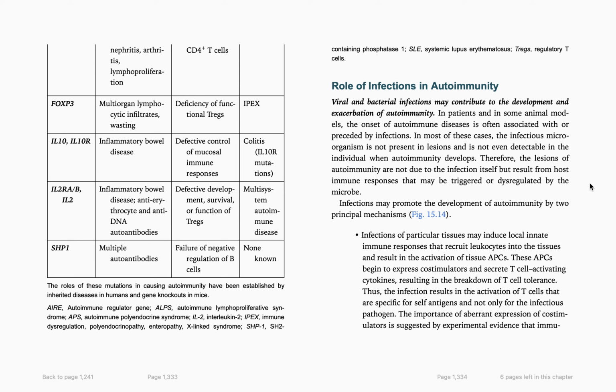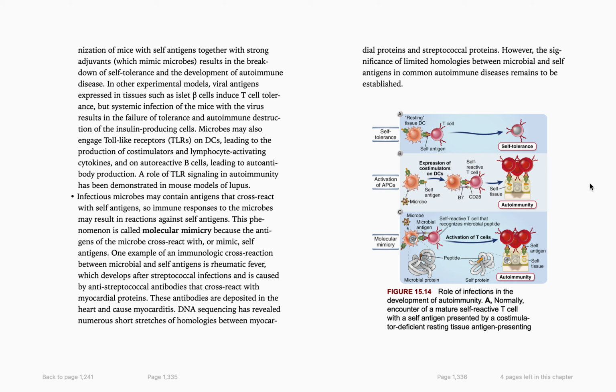And specific tolerance, thus the infection results in the activation of T cells that are specific for self-antigens and not only for the infectious pathogen. The importance of aberrant expression of costimulators is suggested by experimental evidence that immunization of mice with a self-antigen together with a strong adjuvant, which mimics microbes, results in the breakdown of self-tolerance and development of autoimmune disease. In other experimental models, a viral antigen expressed in tissue such as islet B cells induces T-cell tolerance, but a systemic infection of the mice with the virus results in the failure of tolerance and autoimmune destruction of the insulin-producing cells.